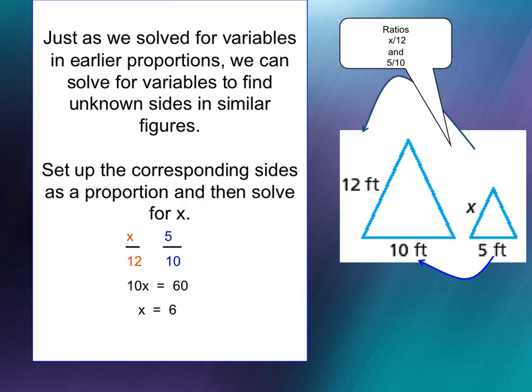Just as we saw for variables in earlier proportions from the last section, we can solve for variables to find unknown sides in similar figures. Here we have two triangles, and we know they're similar, but we're going to try to find the missing sides. So we will do x to 12 because they're corresponding sides, and we'll set that equal to 5 to 10. Then we'll cross multiply and get 10x equals 60, divide by 10, and x equals 6. Since we knew they were similar triangles, we set up a proportion and were able to find the missing side length. This comes in handy for many different situations.